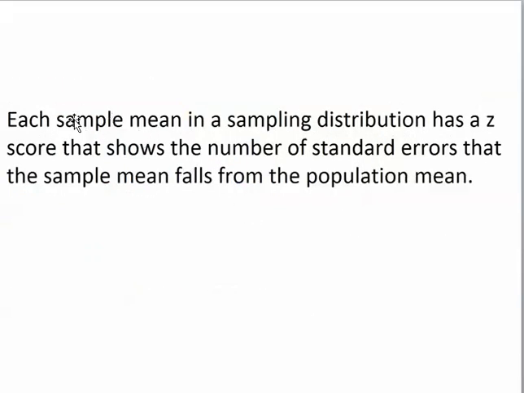Now we need to talk about something called a z-score. Every sample mean in a sampling distribution has a z-score that shows the number of standard errors the sample mean falls from the population mean. And I think this will make more sense once I show an example right here.